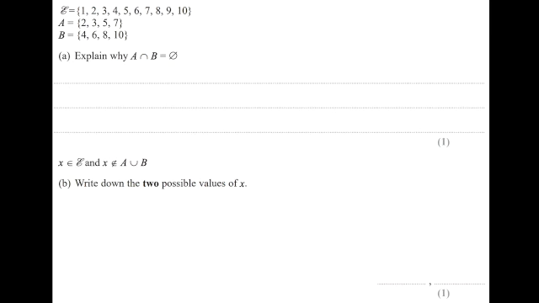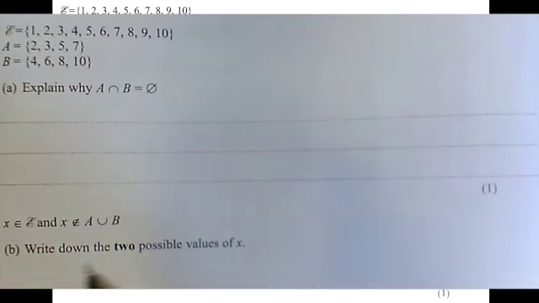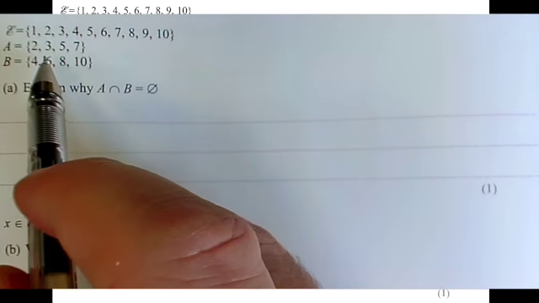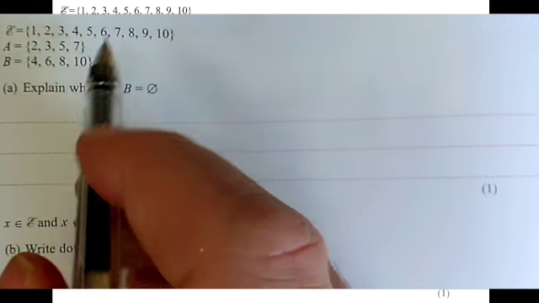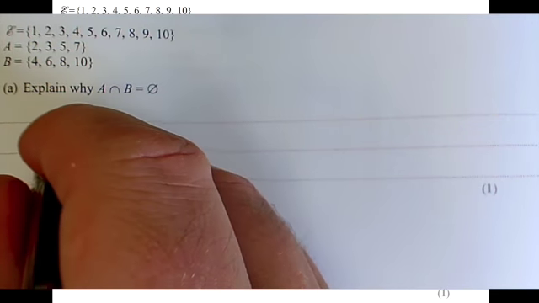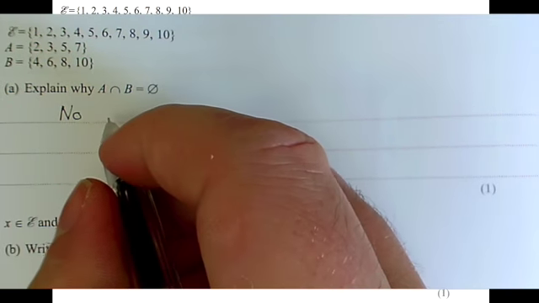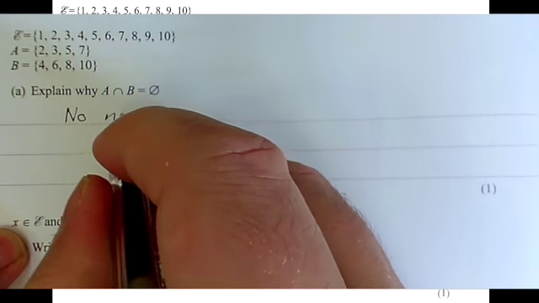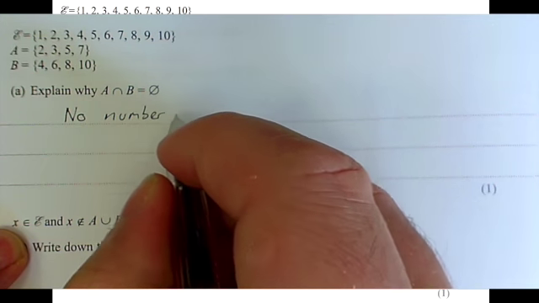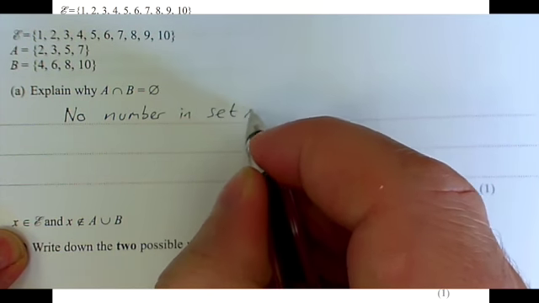So we've got a Venn diagram question. You can see the universal set has 10 numbers, and that A has 2, 3, 5 and 7, B has 4, 6, 8 and 10, and we have to explain why A ∩ B is a null set. Why is it an empty set? You can see that A and B don't have anything in common. There is no number in A that is also in B. So I'd write down that there's no number in A that's also in B, an empty intersection.